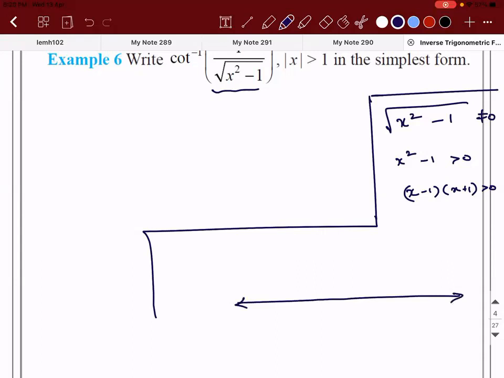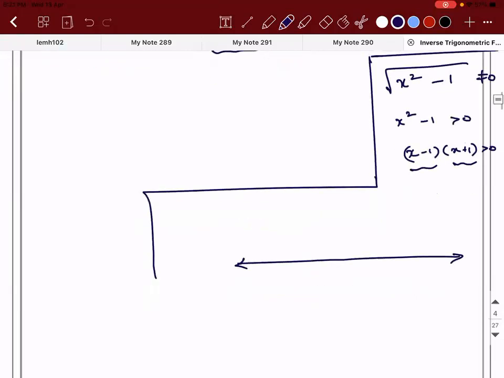Yesterday, somebody asked me how mod x greater than or equal to 1 lies between minus infinity to minus 1. I'll tell you a method. Listen. So, (x minus 1) into (x plus 1) is greater than 0. What is the meaning of this inequality? In the place of x, you need to substitute those values such that the product of x minus 1 and x plus 1 is always positive. Correct?